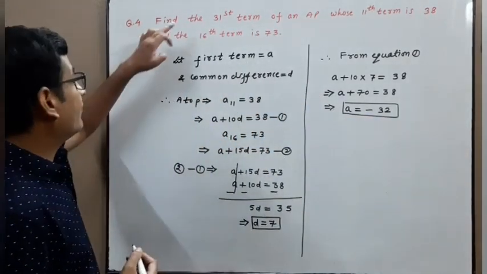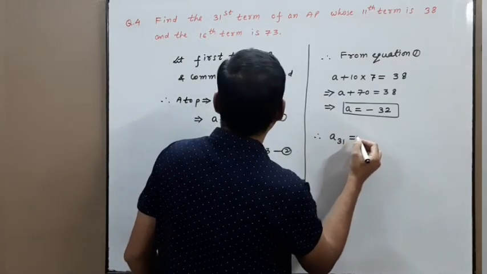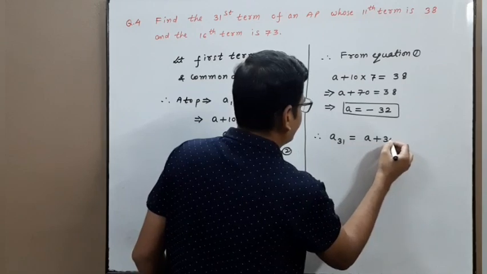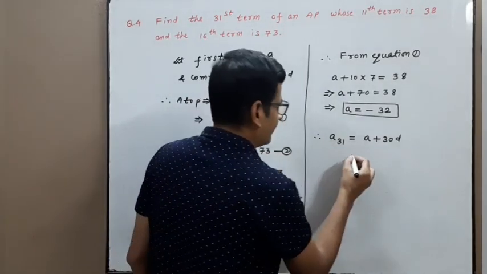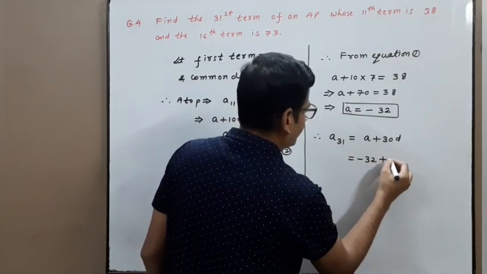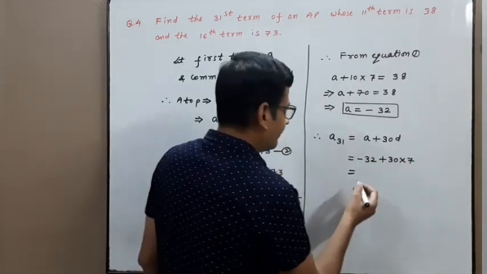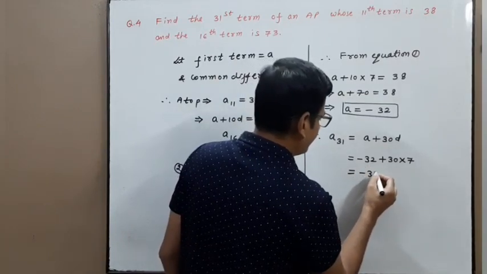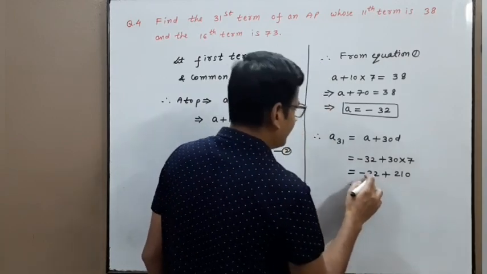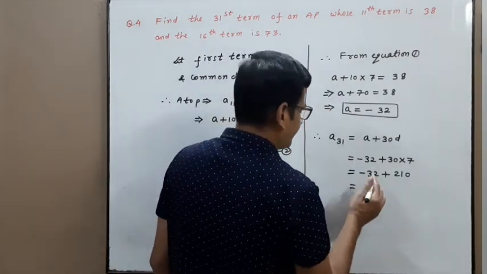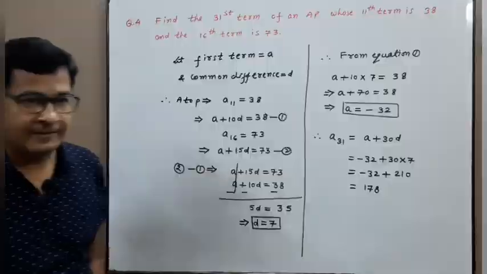Now our problem is to find the 31st term. So A31 is equal to A plus 30D. The coefficient of D will be one less than this number. A equal to minus 32 and D equal to 7. Now simplify. Minus 32 plus 7 times 30 is 210. 210 minus 32 is 178. So the 31st term is 178.